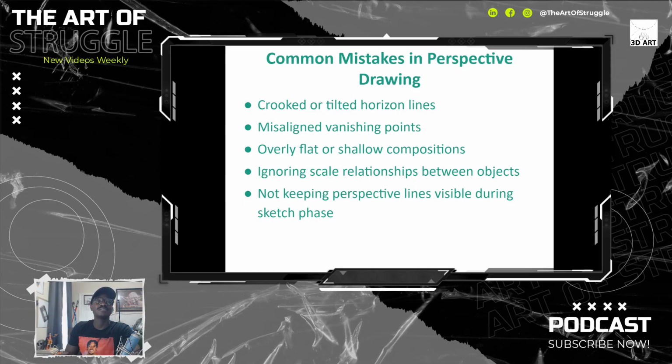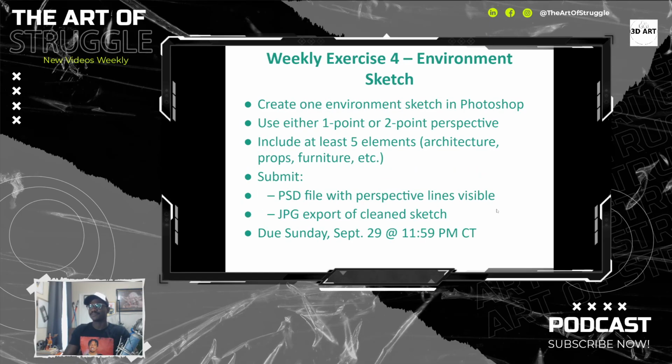All right, so ignoring scale relationship between objects. It can be a fun exercise to make giant things in small spaces and small things in giant spaces, but if you want an apple or a bowl of fruit to look like they're on the table, you want to pay attention to your scale and the ratio that you're giving to your object. And not keeping perspective lines visible during the sketch phase. You want to keep them available for yourself to see and check your work, essentially. When you do that, it makes it so that your work is more consistent and you don't mess up and forget where this line goes or that line goes. So keep that in mind.